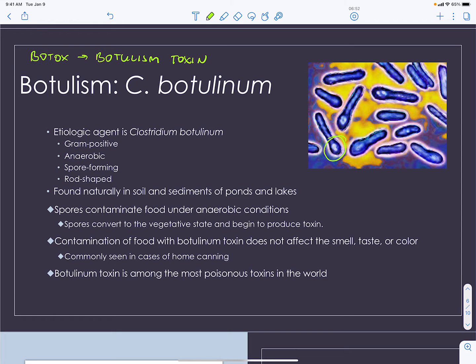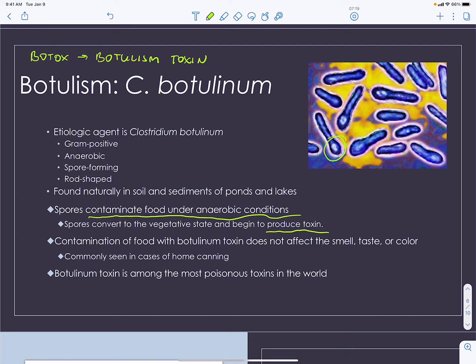So again, it's going to be in the soil, natural, and once it gets into an aerobic environment, those spores are going to protect the bacterium. And then when we go back into the soil in the anaerobic environment, those spores will germinate. The spores are going to contaminate food sources under anaerobic conditions, and then they can convert to a vegetative state and begin to produce their toxin.